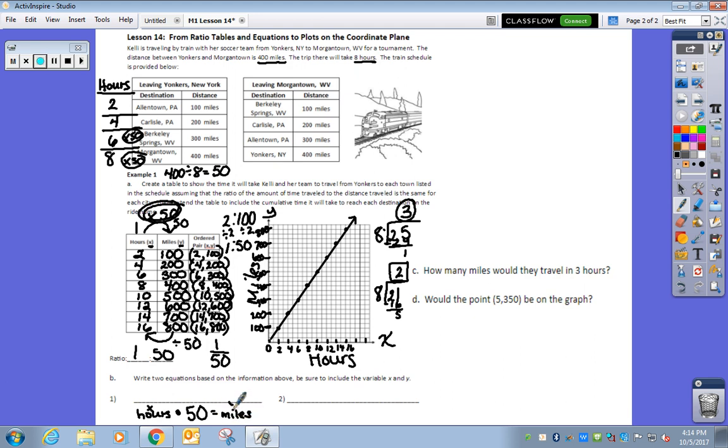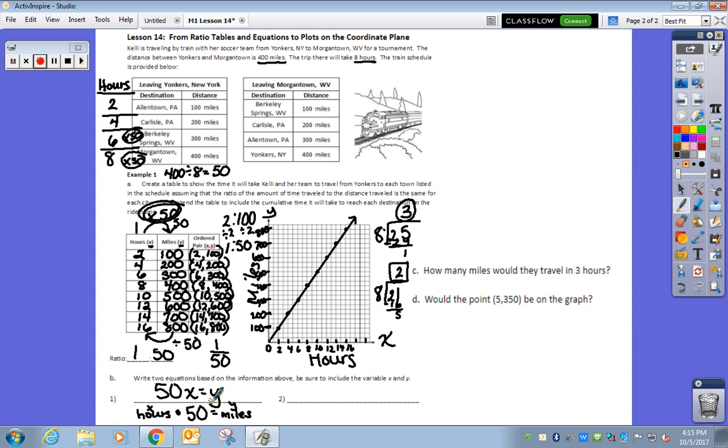So again, when I write an equation algebraically, I want my number first, so 50 first, directly next to the variable, which in this case would be x, because I'm doing 50 times the number of hours, is equal to the number of miles, y. So that's one equation, going from hours to miles.